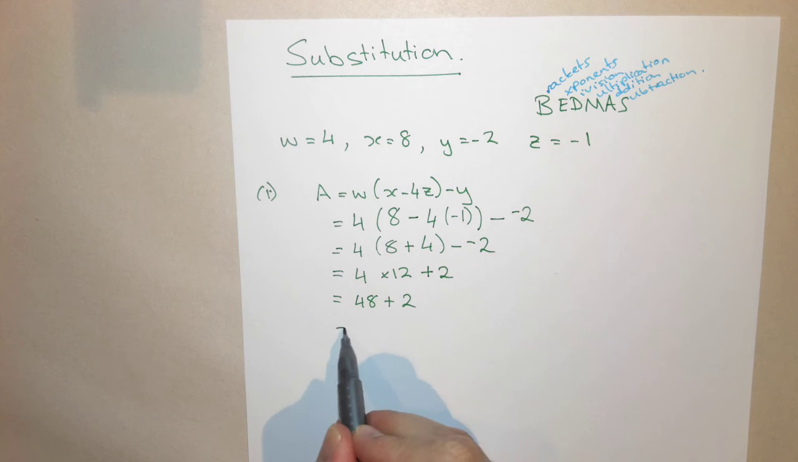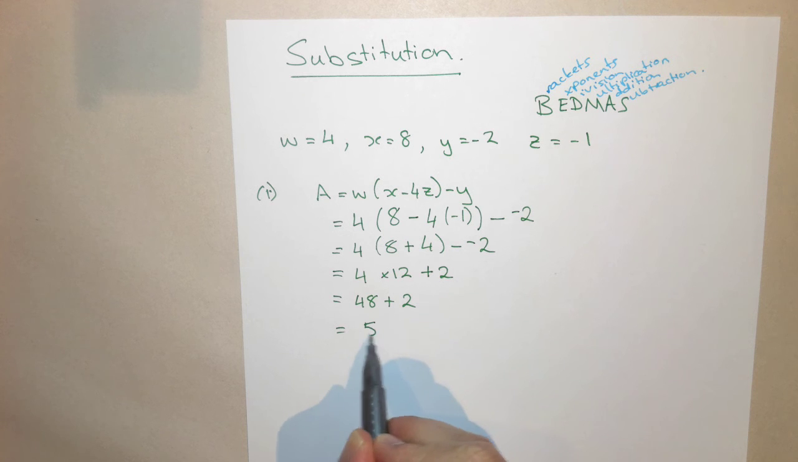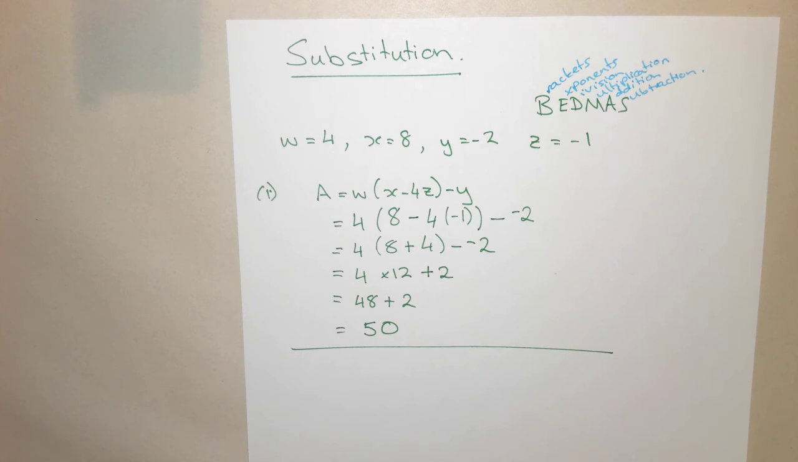So I'm going to do my addition. And 48 plus 2 is an answer of 50. So that is the first substitution. Now let's look if we've got a slightly different formula.